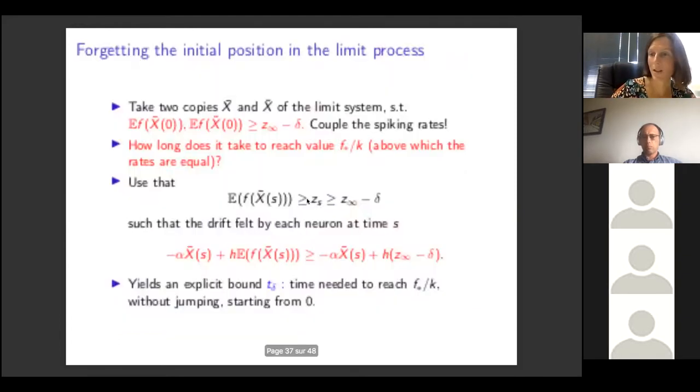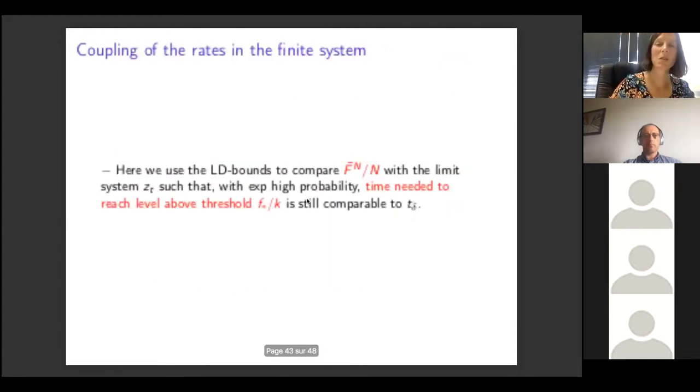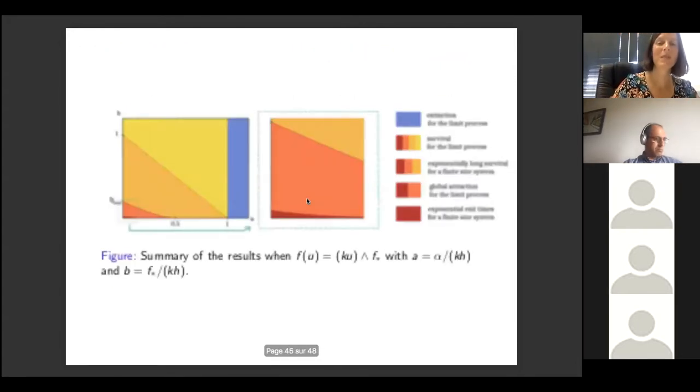I will just make a last slide. So my phone tells me it's 25, so I have to stop.